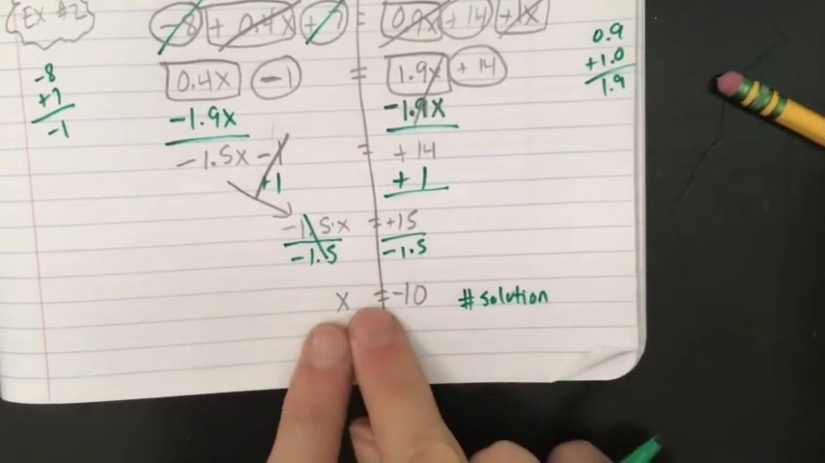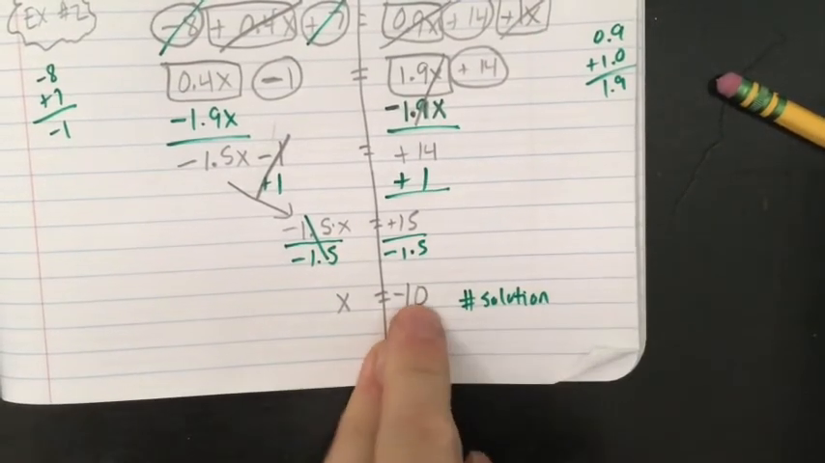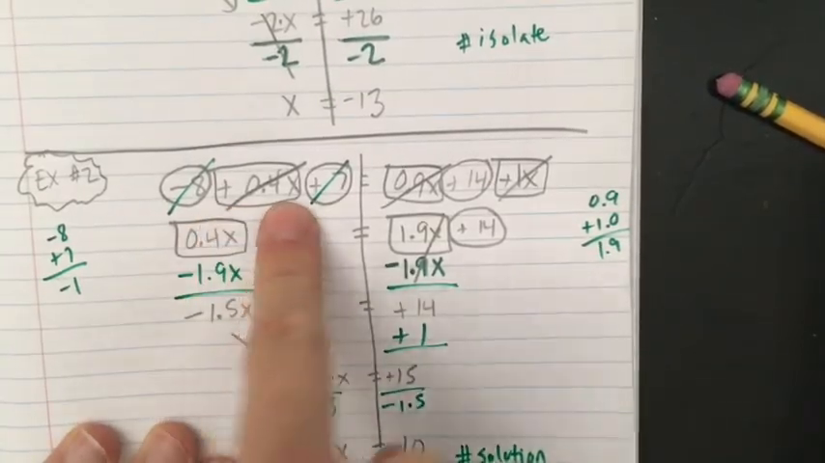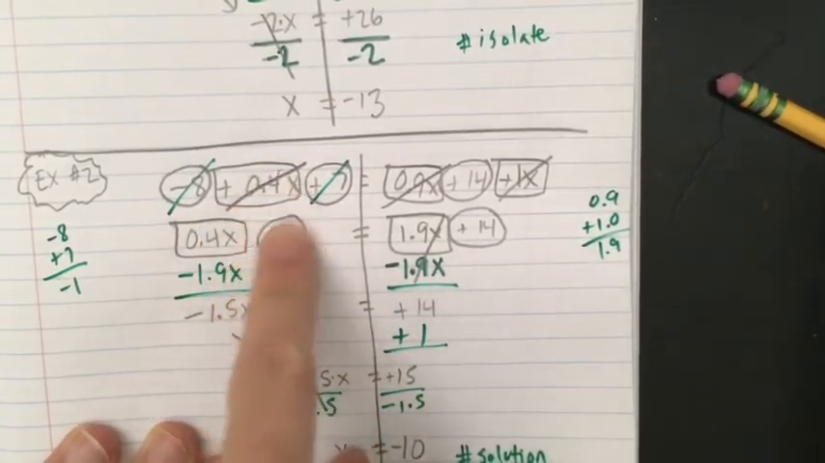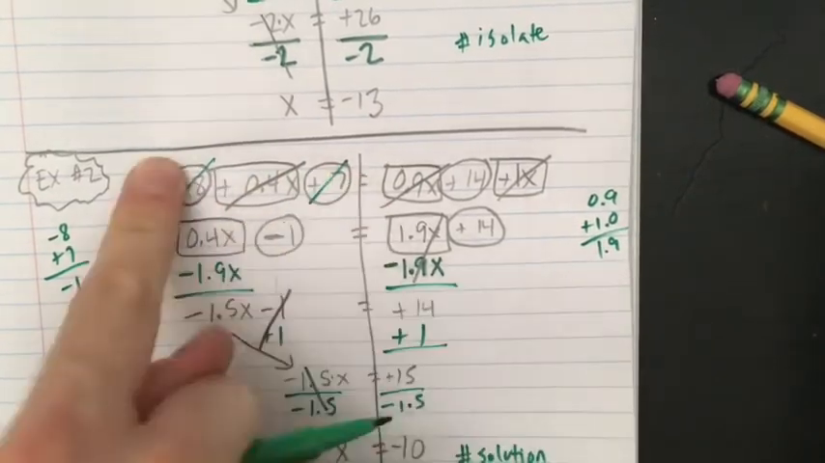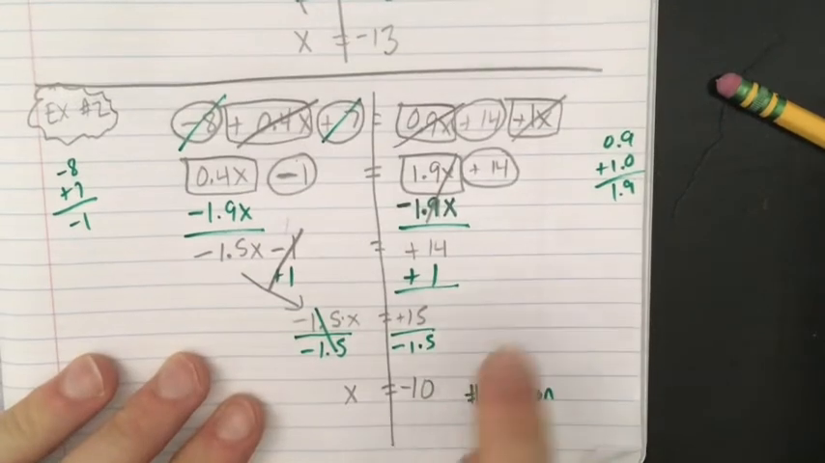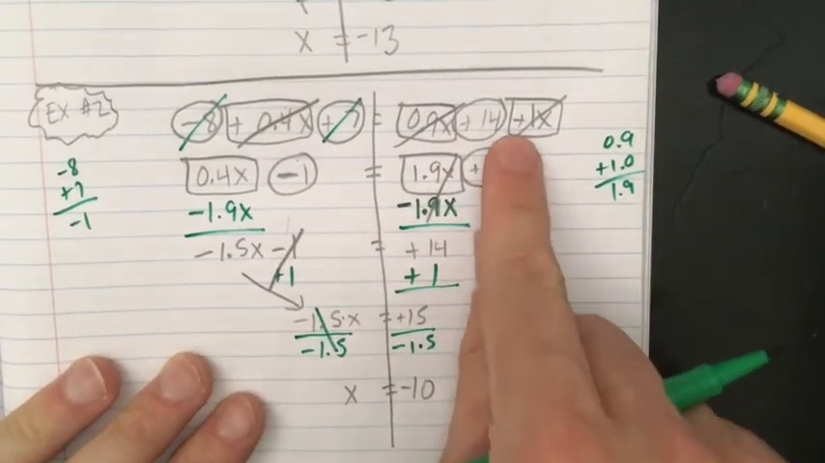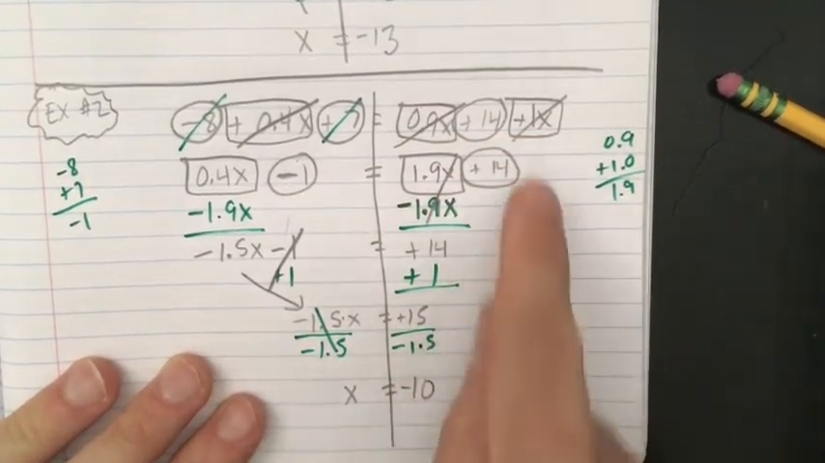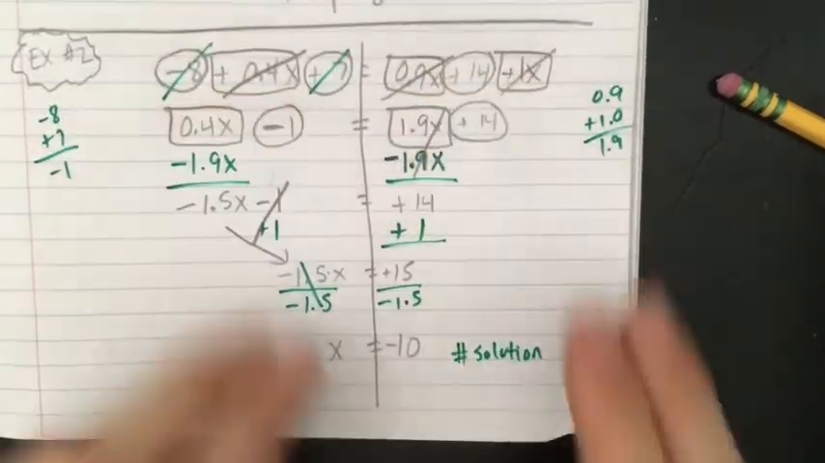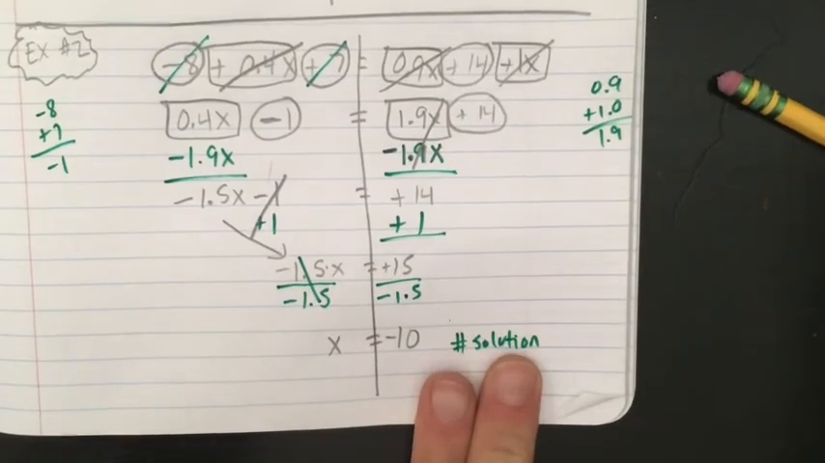So this is what we would call, I'll just add this word here, that's your solution, right? It's just whatever the value of x is, where if I plug that value in to the earlier equation, so if I put a negative 10 there instead of x, and multiplied by 0.4, and then I added these things, and I came up here and I did 0.9 times negative 10, and added 14, and then I added another x, which is negative 10. This would have the same value as this, right? So we call that the solution.